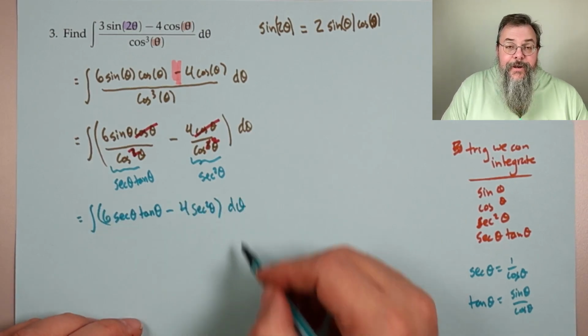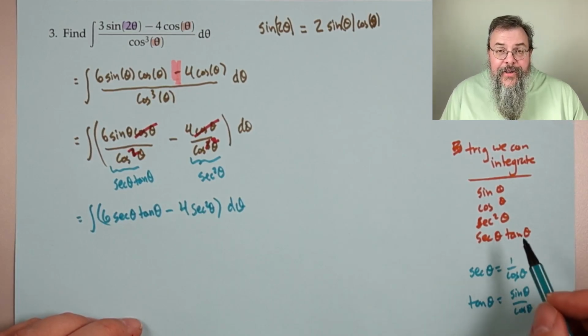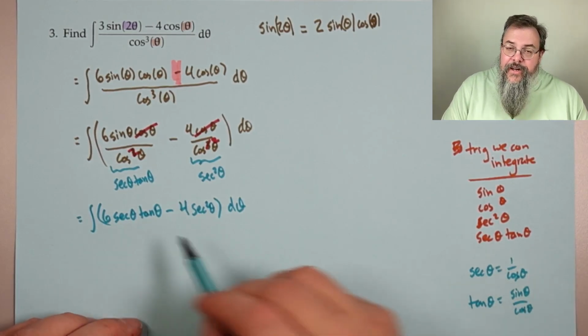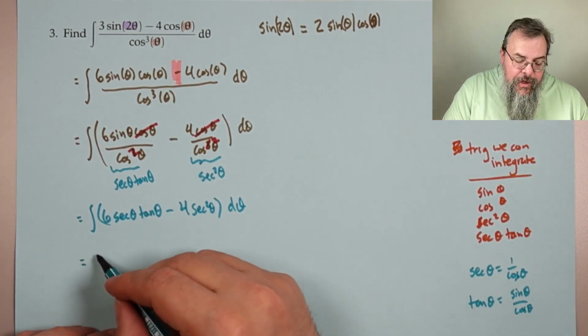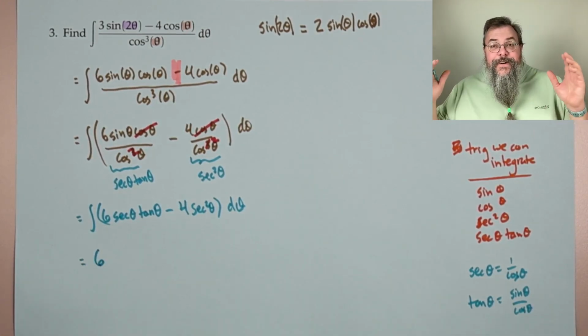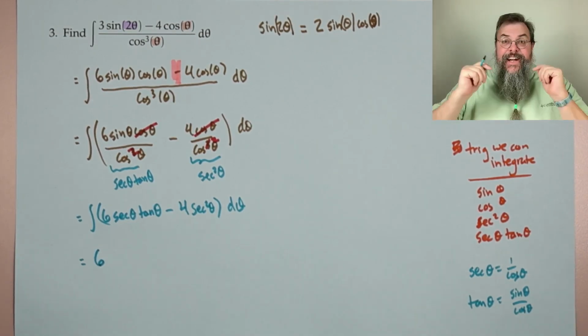And now we're in good shape. These are on our list of things we can integrate. And constants we're okay with. Okay, so we get what? 6. The integral of secant theta tangent theta is secant theta. All right, good.